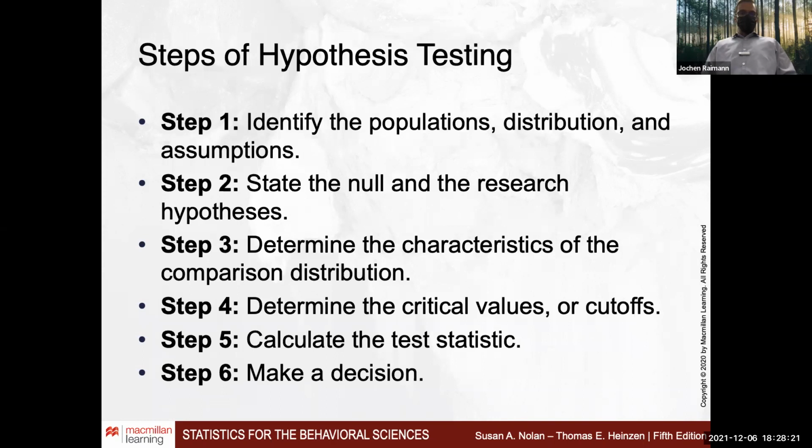So, steps of hypothesis testing. We identify the populations, the distributions, and the assumptions. We state the null and research hypothesis. We determine characteristics, which we do by doing descriptive statistics. We determine critical values and cutoffs, calculate the test statistics, and make a decision. It's the same menu as with all hypothesis tests, this time just tailored for the use case of a within group ANOVA.